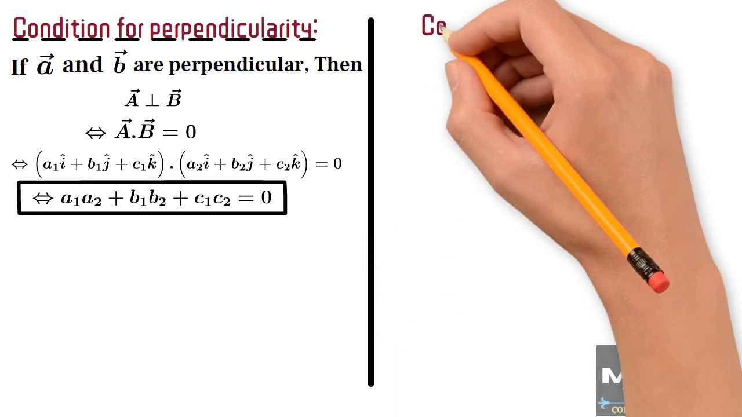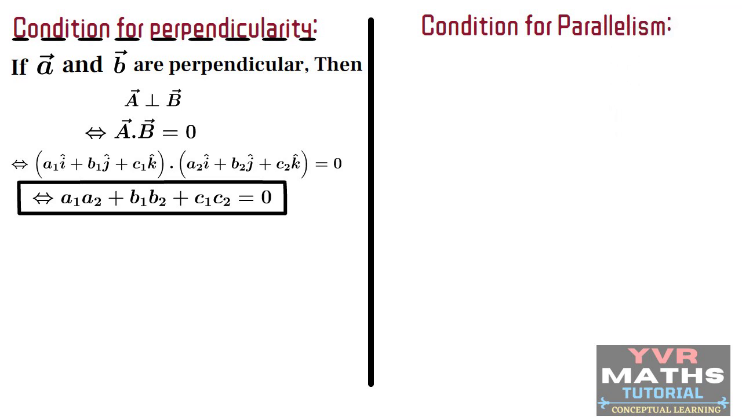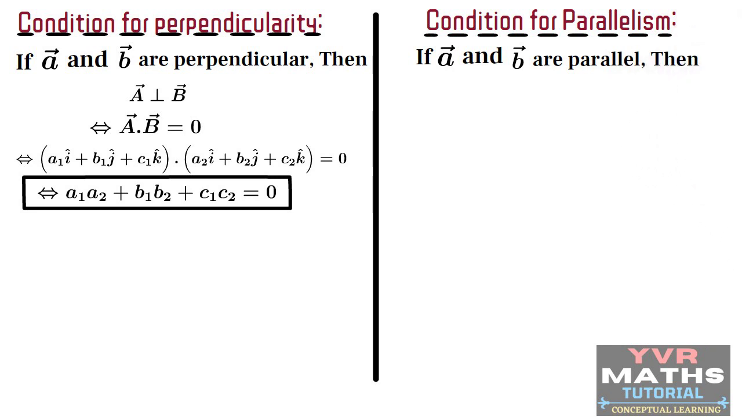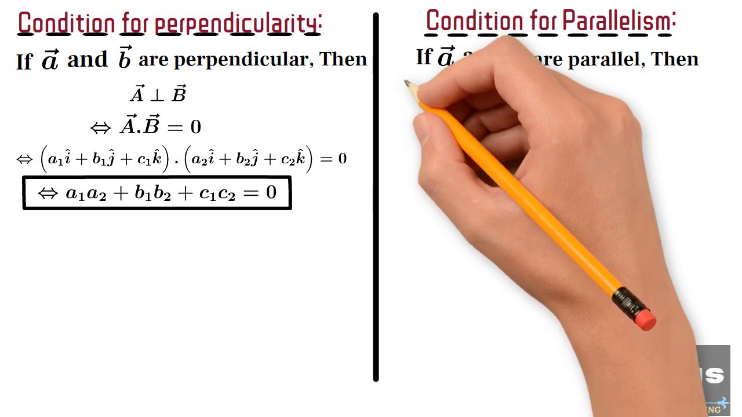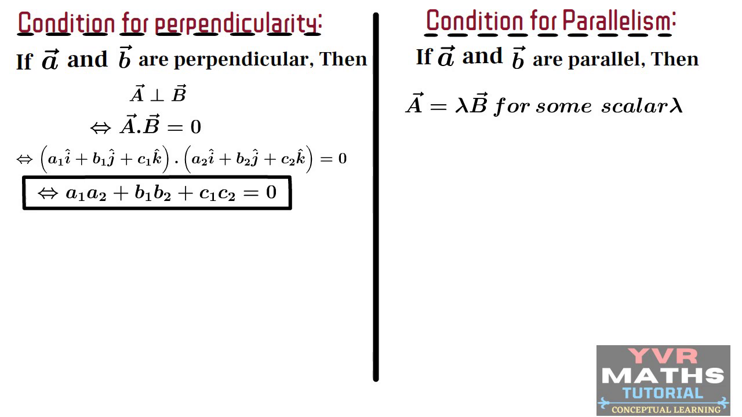Now we will discuss parallelism. Condition for parallelism. If A bar and B bar are parallel, then we know that if two vectors are parallel or collinear, one vector is equal to some scalar into another vector. I am going to apply that condition here. Now that implies A bar is equal to lambda into B bar, where lambda is some scalar. Now I will substitute the vectors A bar and B bar here. What is A bar vector?